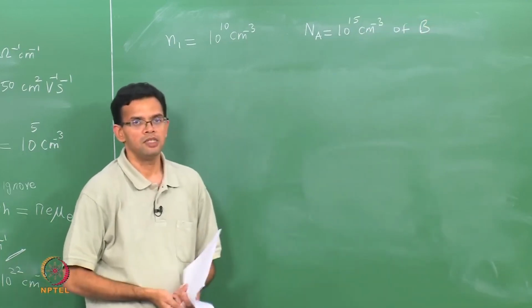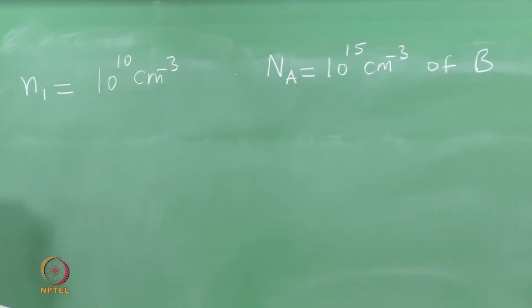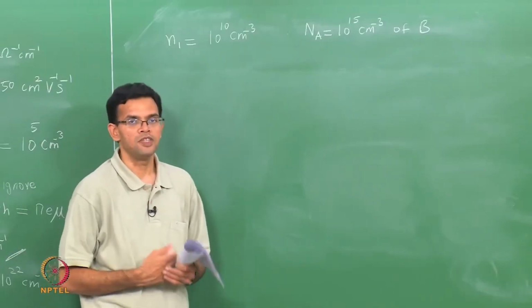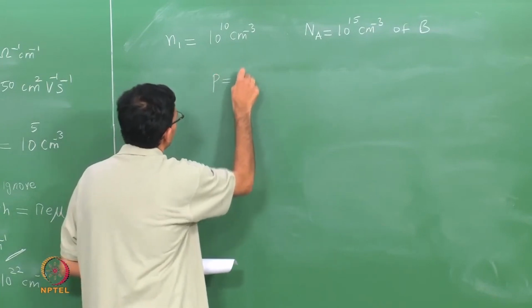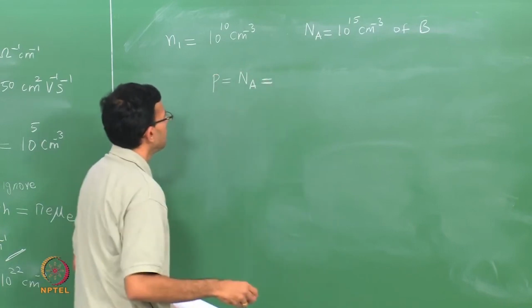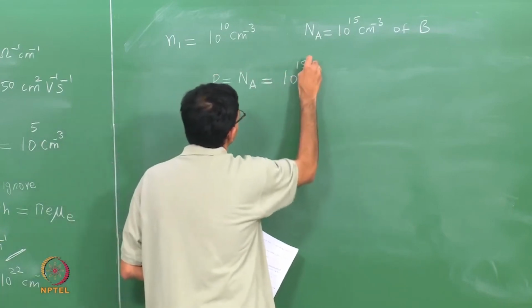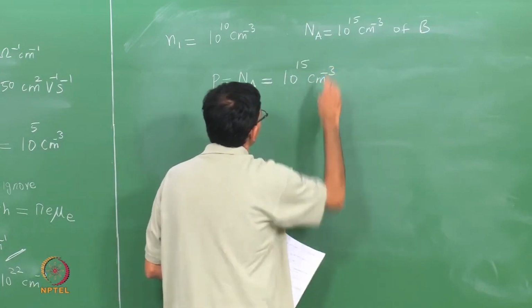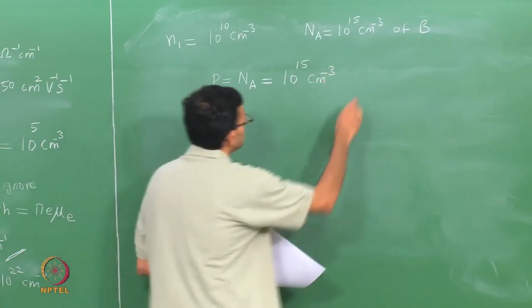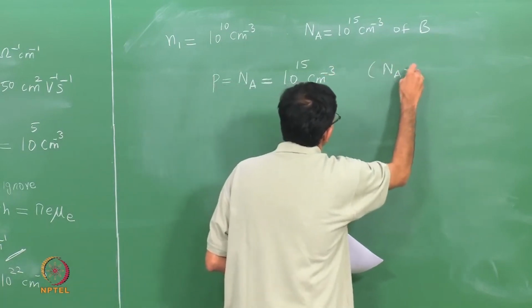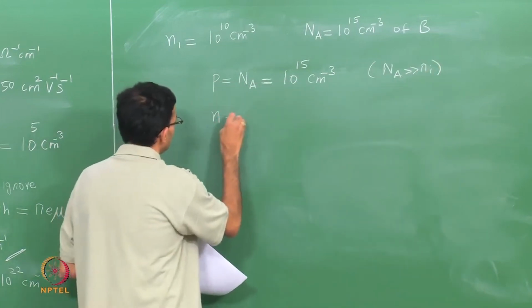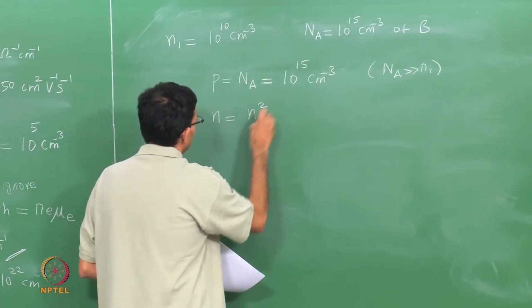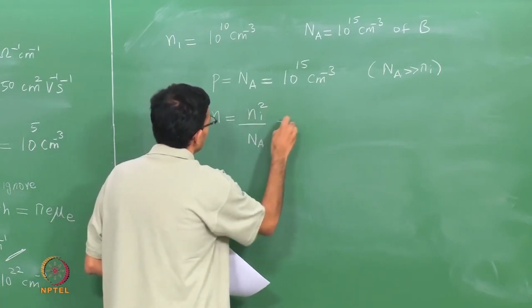Boron is a group 3 element. So, when you add boron to silicon, you basically increase the concentration of holes. Once again, at room temperature, all of these atoms are ionized. So, the hole concentration is the same as Na, and this is true again because Na is much greater than Ni. We can once again calculate the electron concentration as Ni square over Na, which is 10 to the 5.